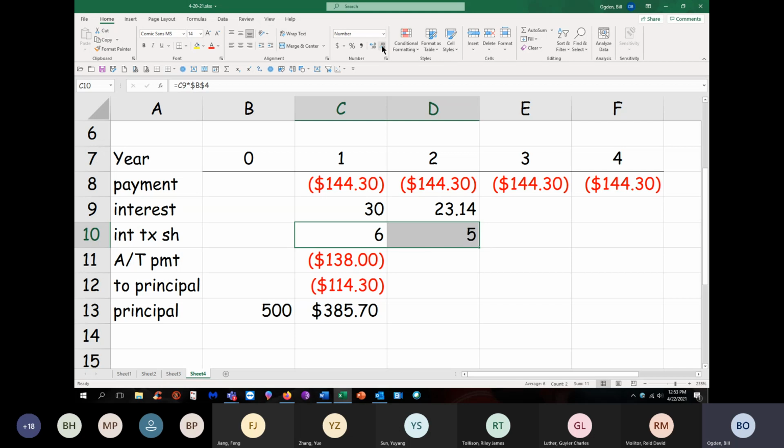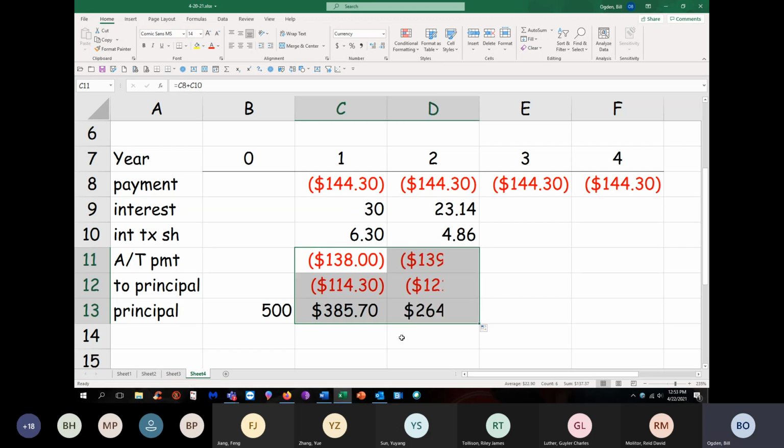I want to get these fixed up before I copy them across. Okay, and then the after-tax payment and everything else here is the same. These look pretty good. So copy those. All right, now we're down to 2 decimals. Looks good. And we'll copy this across.